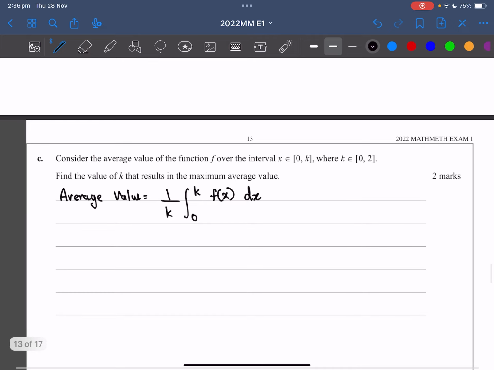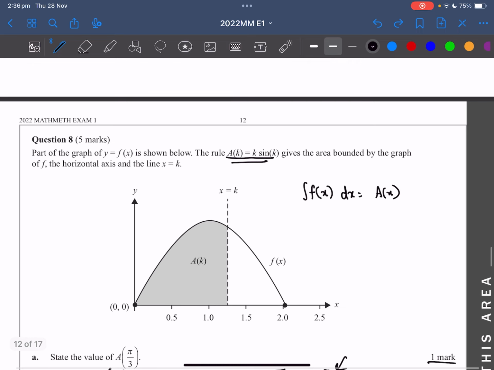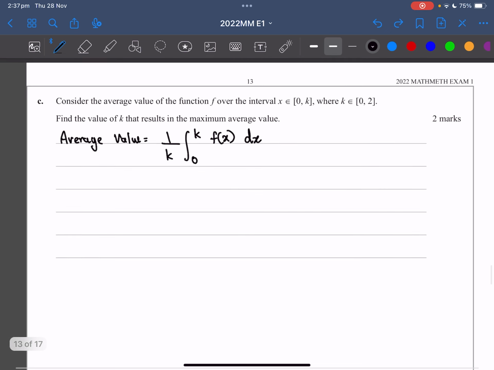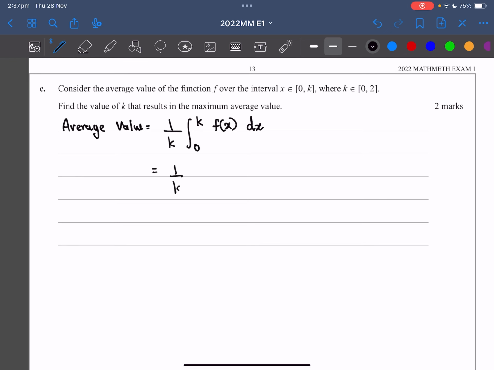Now, what do we know about integrating f of x? We already know that the area function is given. So if we integrate f of x, we'll get the area under the graph, right? So the area function is already given. As you can see, A of k gives the area bounded by f. Okay, so the integration is solved. So all we have to do is 1 on k, and integrating that, we'll get k sine k, right? So that and that will cancel out. So our average value is equal to sine of k.